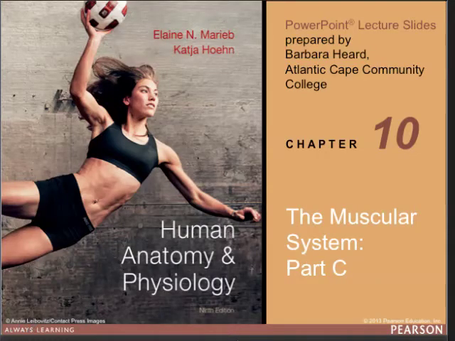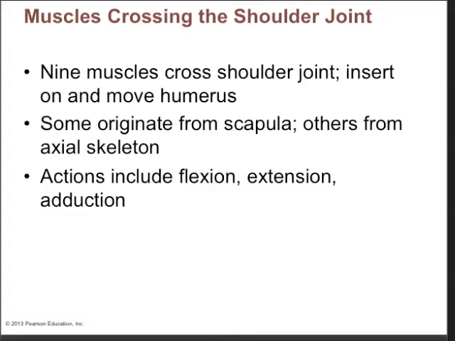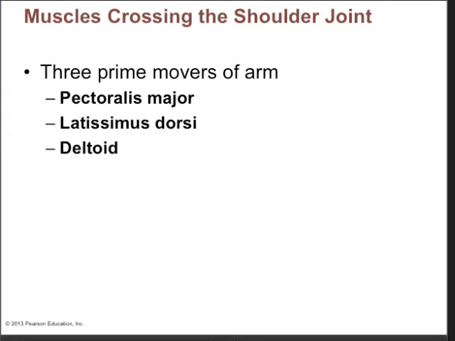Okay, this is the third installment in our discussion on the muscles, and we want to talk about the shoulder joint next. There are 9 muscles that cross this joint, and they insert on and move the humerus. Some originate from the scapula, that's your shoulder blade, and others from the axial skeleton, and their actions include flexion, extension, and adduction. There are 3 prime movers of the arm.